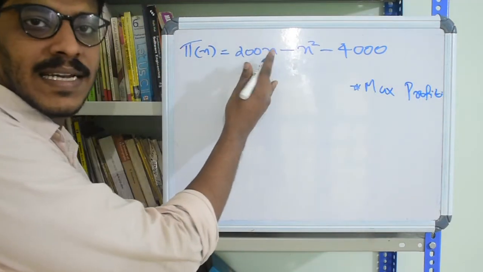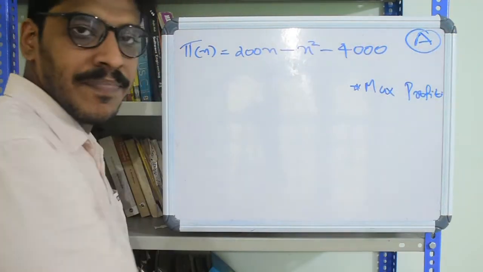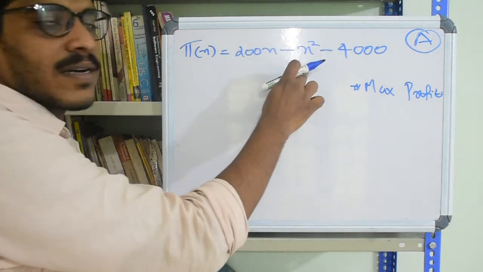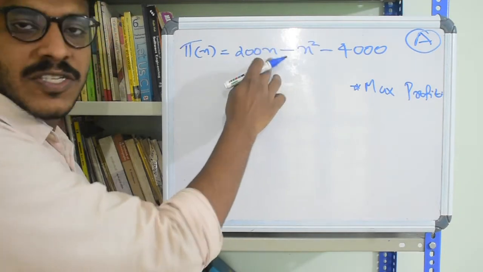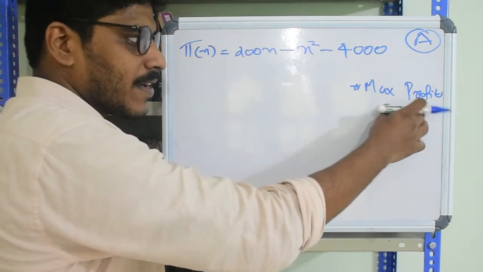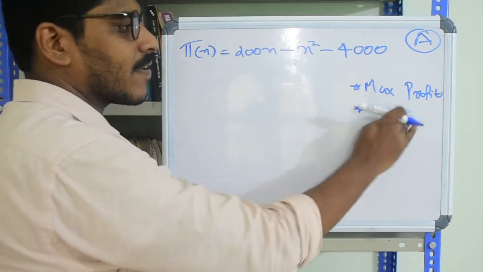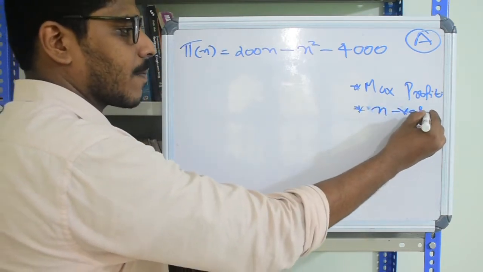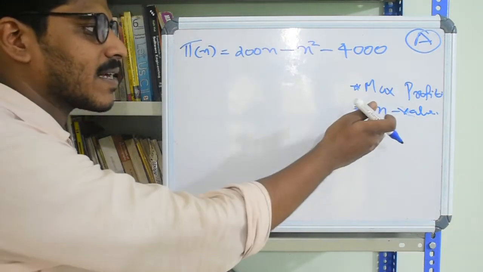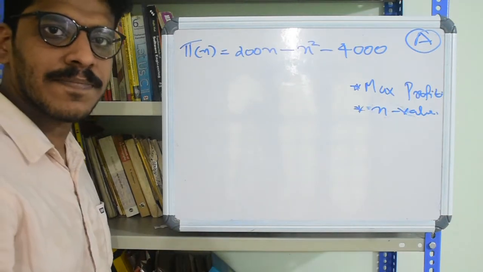Suppose x is the number of units sold. The name of the company is A. The company produces something, and this is the profit when the company sells x units of the product. So we need to find the maximum profit, and the x value at which the maximum profit occurs. So there are two things to be identified: the maximum possible profit and the x value, or the number of products to be sold to achieve the maximum profit.